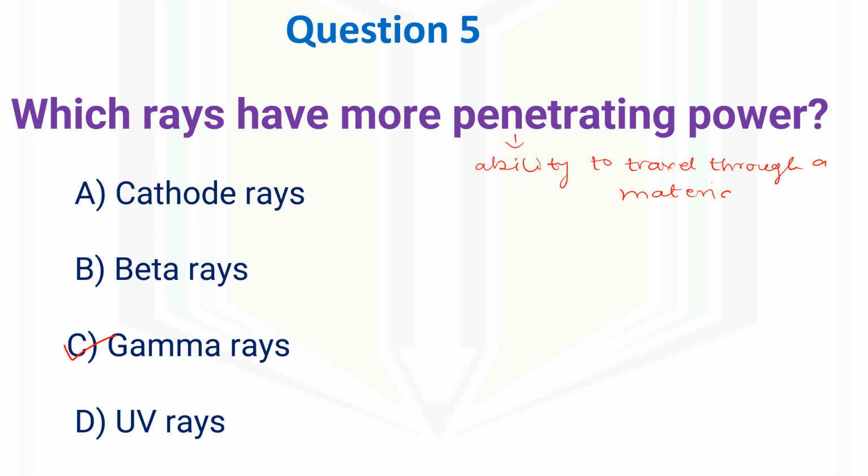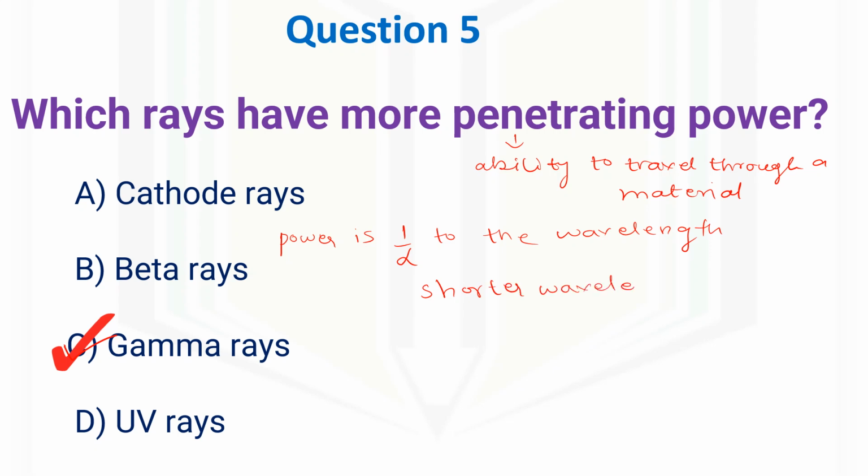For example, the gamma rays, which have the higher penetrating power, can penetrate through several meters in a dense material like lead or concrete. And the penetrating power is inversely proportional to the wavelength. So if it is a shorter wavelength, it will have more penetrating power.